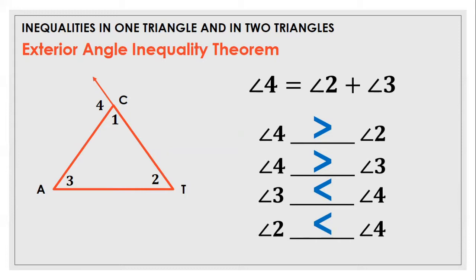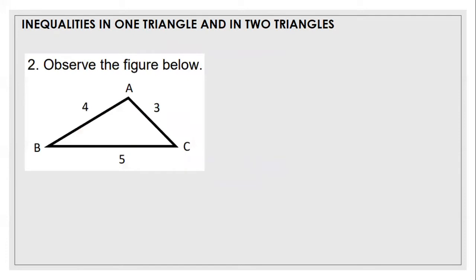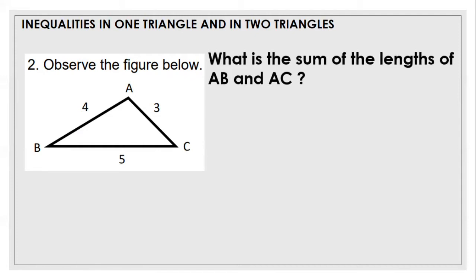Okay, gets po? So, let's have figure number 2. Let's observe the figure here. We have triangle ABC. Segment AB, may measure siya na 4. Segment BC, may measure siya na 5. Si segment AC, may measure siya na 3. Okay, so here is the question. What is the sum of the lengths of AB and AC? Pag-add natin yung segment AB at segment AC, 4 plus 3 is 7.